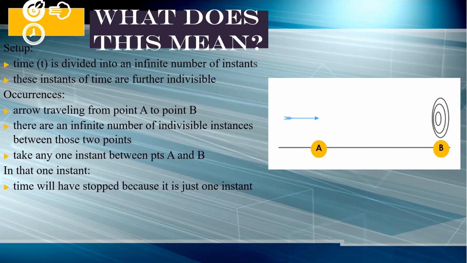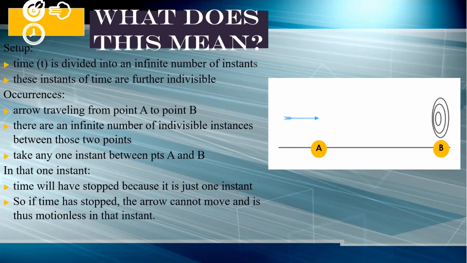Like taking a picture. You look at it, and in the picture, you wouldn't be able to tell what's moving and what's not, provided that there's no camera blurring with the motion. If it was a steady portrait, it would have appeared that everything is frozen in time because it is just one singular instant. And so in examining this instant, we can say that if time has stopped, the arrow cannot move, and thus the arrow is motionless in that singular instant.